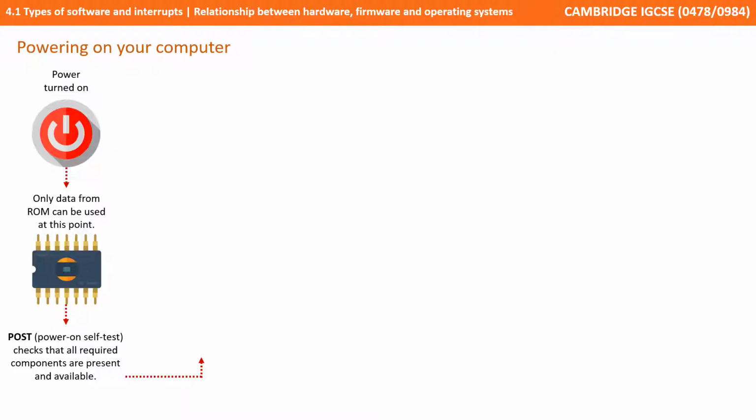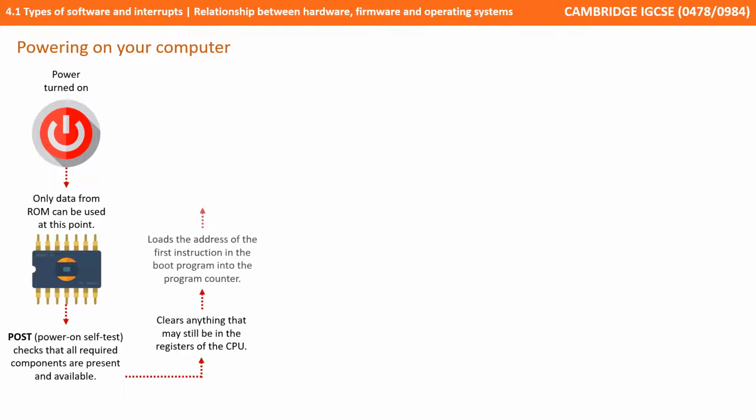One of the first things your ROM does is run the power on self-test. It checks that all the required components are present and are available. It actually clears anything that may still be in the registers of the CPU. Now, of course, if these are volatile, there would be nothing here, but it's a safety step that's done anyway. It loads the address of the first instruction in the boot program into the program counter.